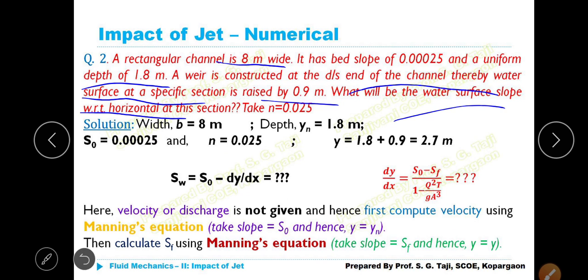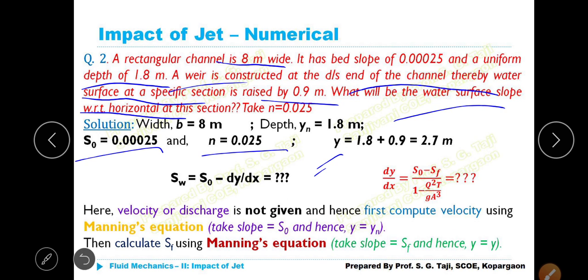So write down all the parameters in symbol. Width B is equal to 8 meter, depth Yn is equal to 1.8 meter, uniform depth. S naught is equal to 0.00025 and N is equal to 0.025. Therefore, actual water depth Y is equal to uniform depth 1.8 plus 0.9, that is raised because of the provision of the weir. Constructed a weir.